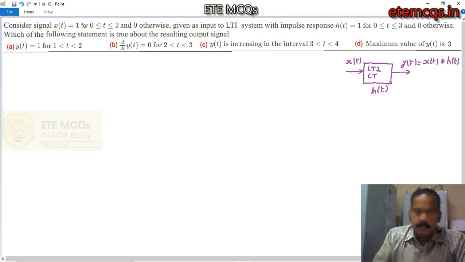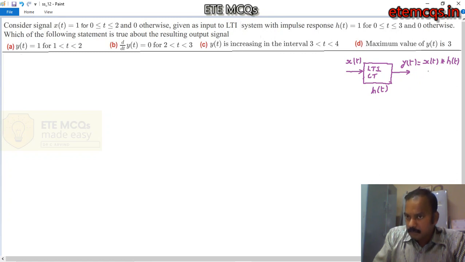Now the question that is asked is, which of the following statements is true about the resulting output signal? So we need to know what the output signal is. Once we get to know what the output signal is, then we can check which particular option among the four is true, is valid for the given input and impulse response. So we need to perform convolution between x of t and h of t.